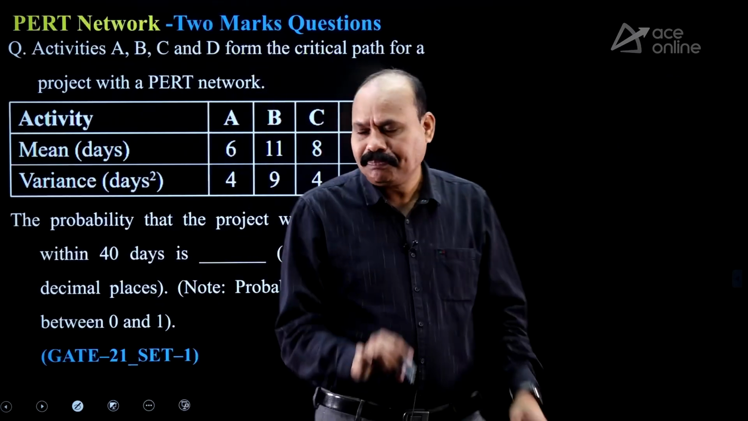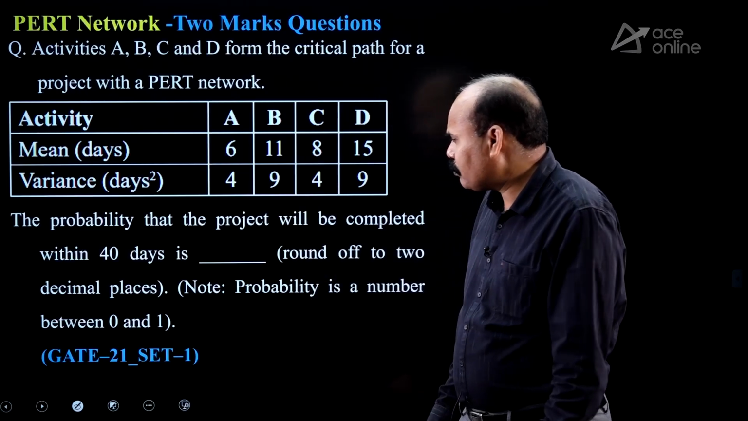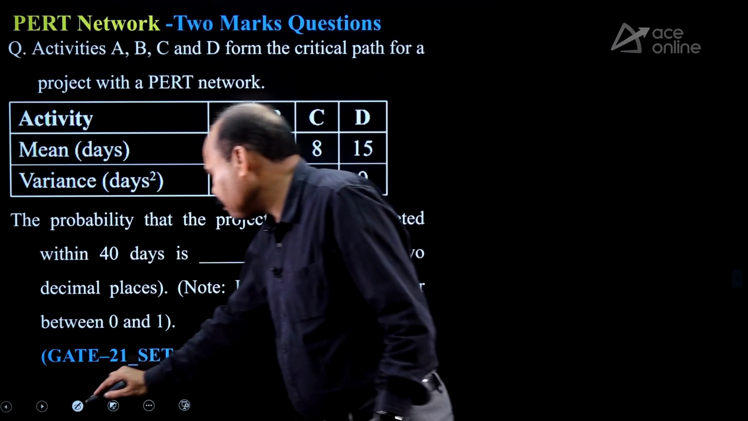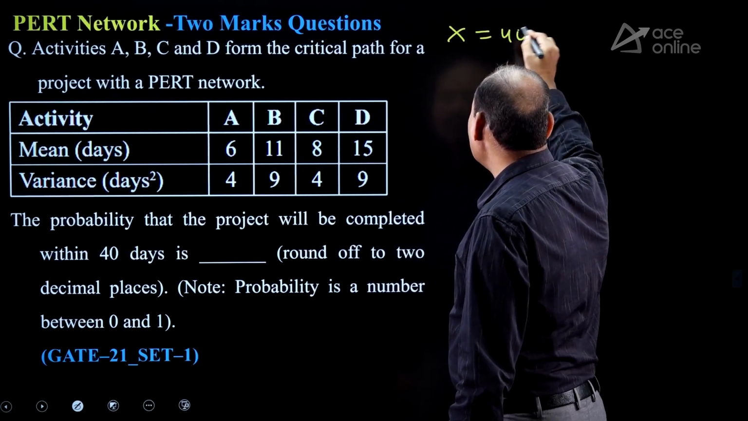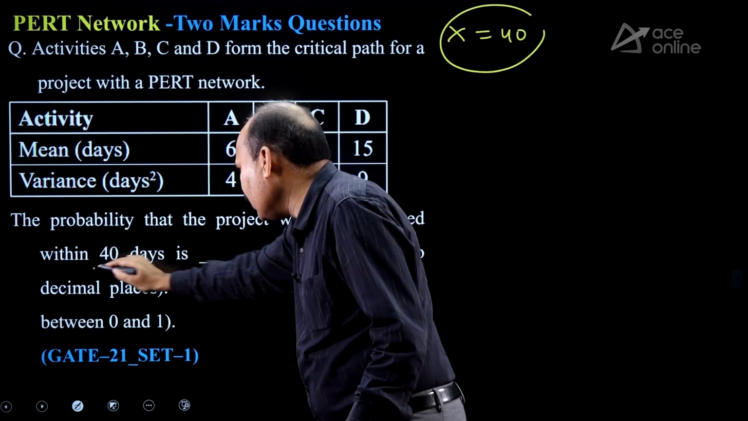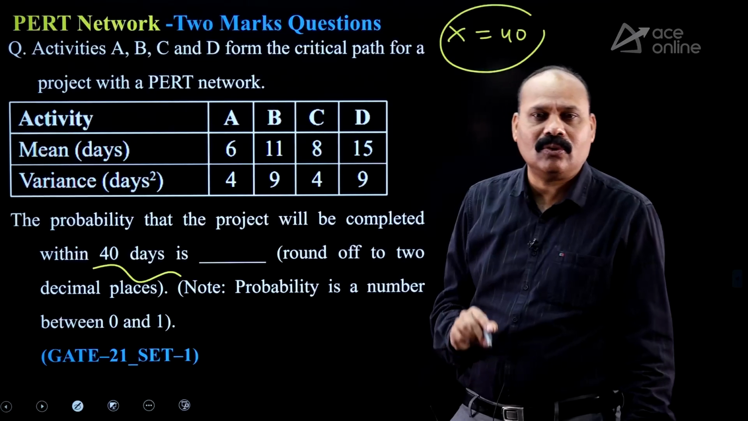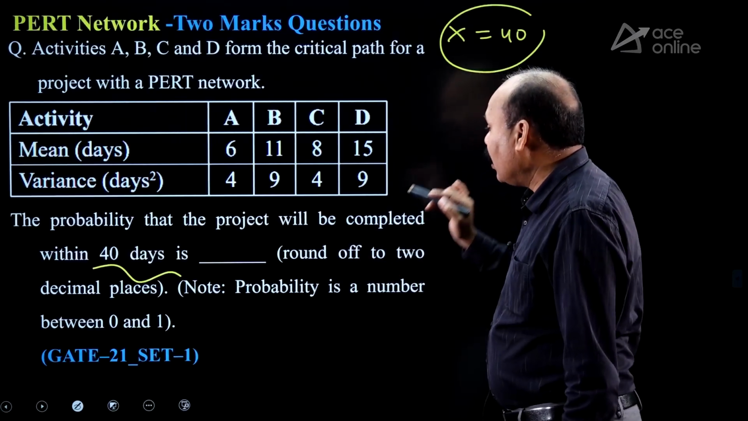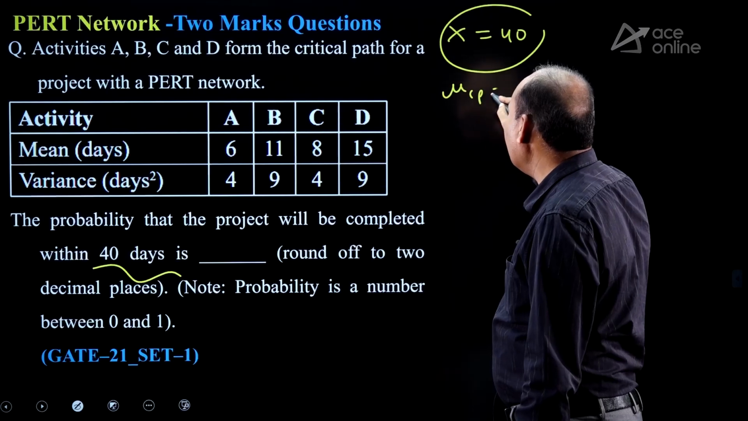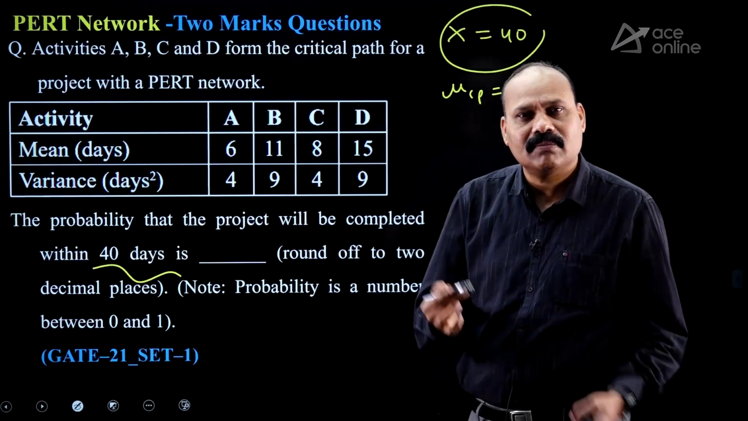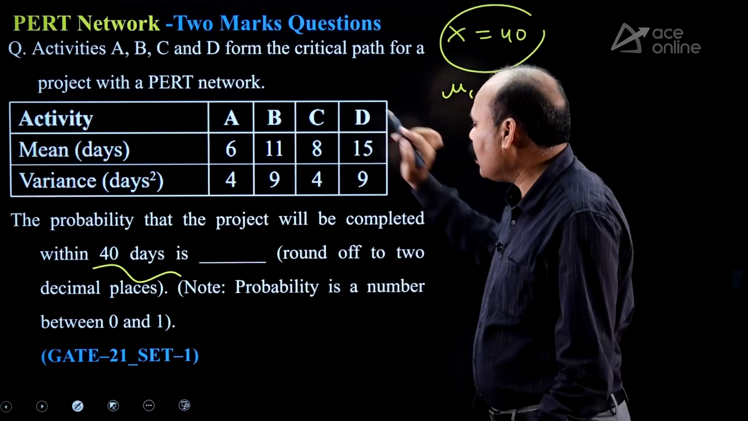So come to the question. In this question, the x value is given. What is the x value? 40. Sir, how do you say x is equal to 40? It is mentioned, no? Within 40 days. X is equal to 40. Critical path you have to find out. Mu Cp, just check it out. Once you get the mu Cp, then the problem is over. 2 marks question.